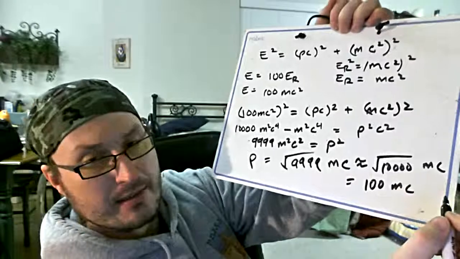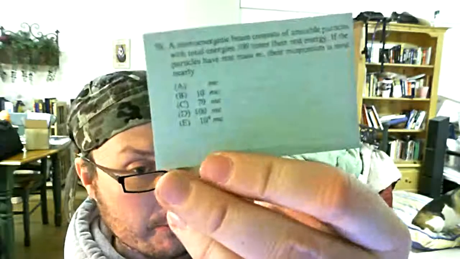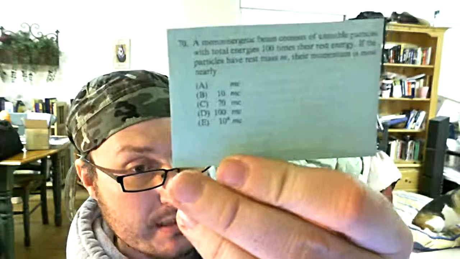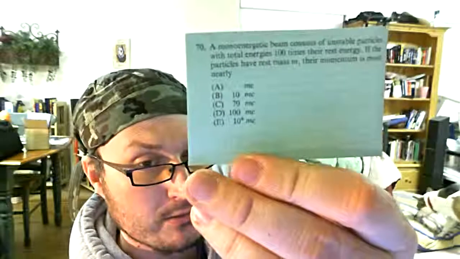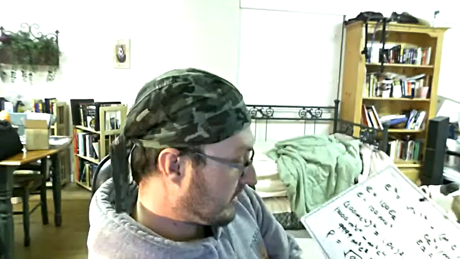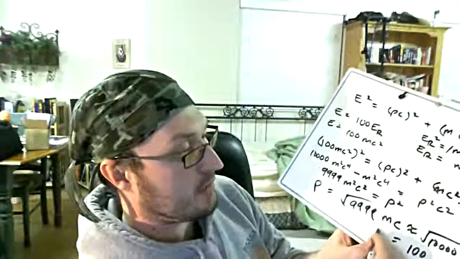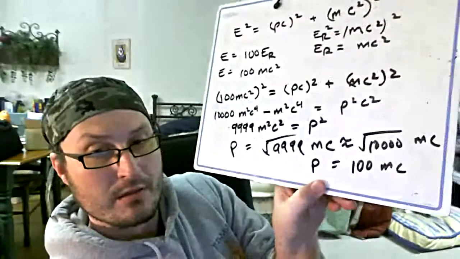And notice in the answers they did give you a couple of trick answers in there. E is 10 to the fourth, so if you were sloppy and forgot to take that last square root, you could fall for that one. B is 10, which I suppose you could get there somehow too. The right answer we want, though, is D, which is p equals 100 mc.